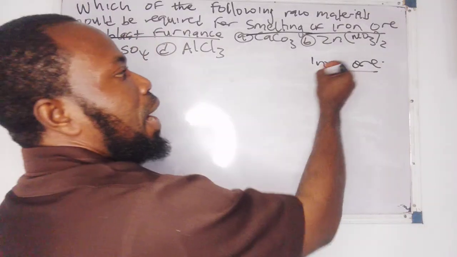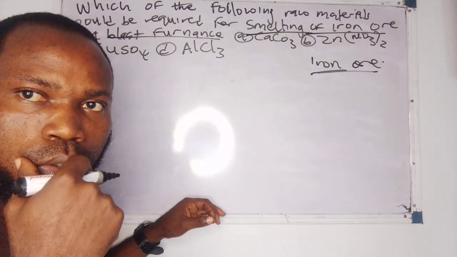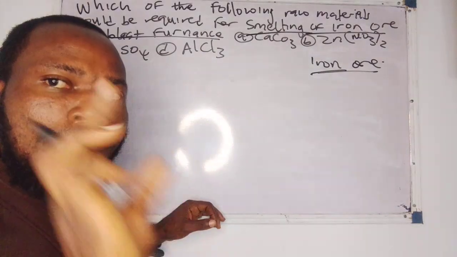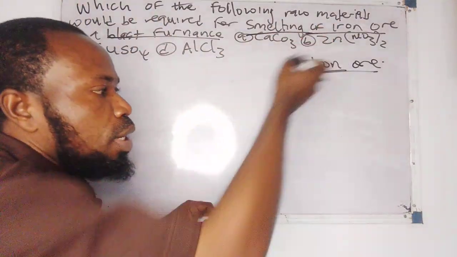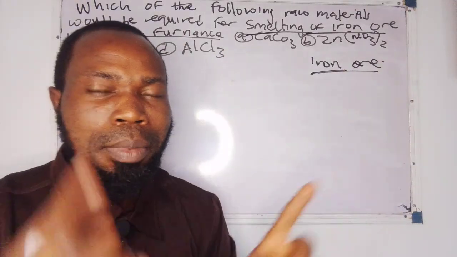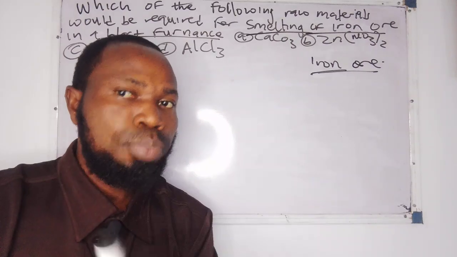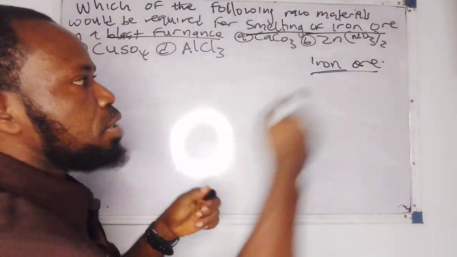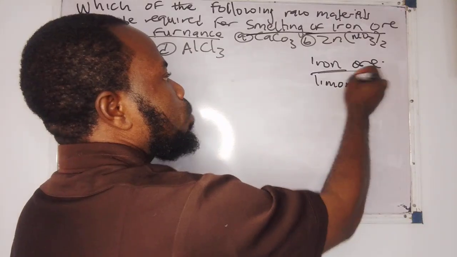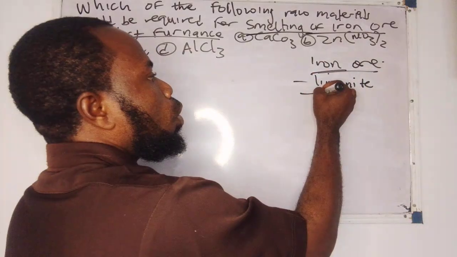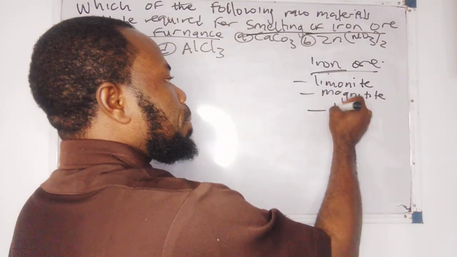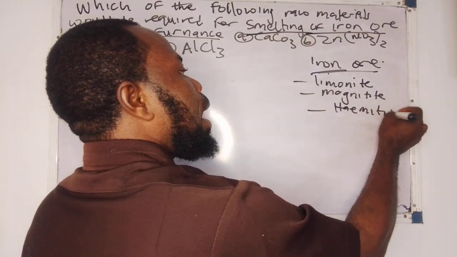When we talk about iron ores, you must know all the iron ores. We have aluminum ores, we have iron ores, we have tin ores. Because we are being asked about iron, let's list out all the iron ores. Remember what I said: for something to be an ore, it's in a combined state and it is impure. Let's list examples of iron ores that you should know. We have limonite. Limonite is an iron ore. We have magnetite. Magnetite is an iron ore. We have hematite. Hematite is another iron ore.